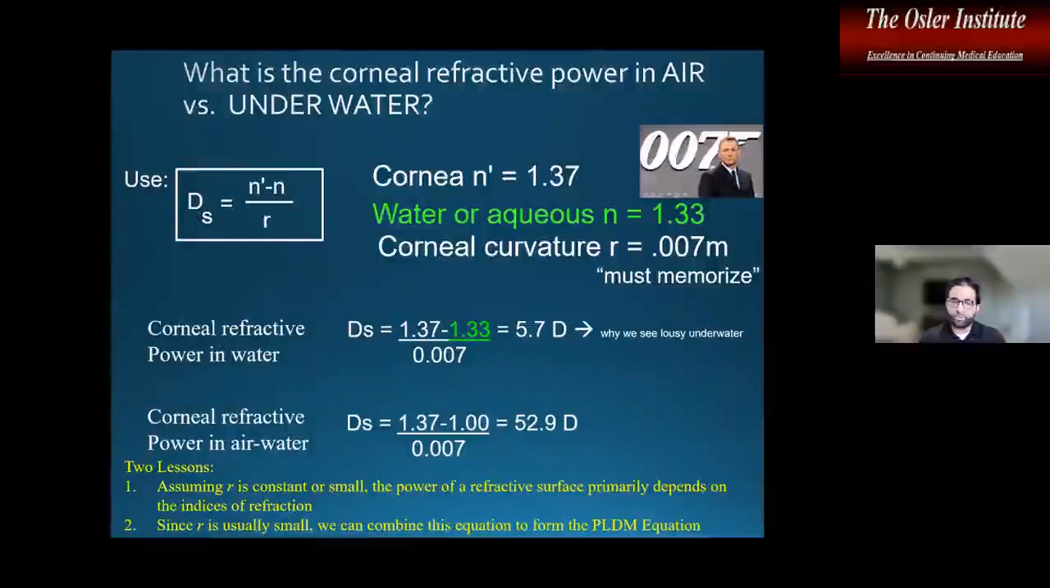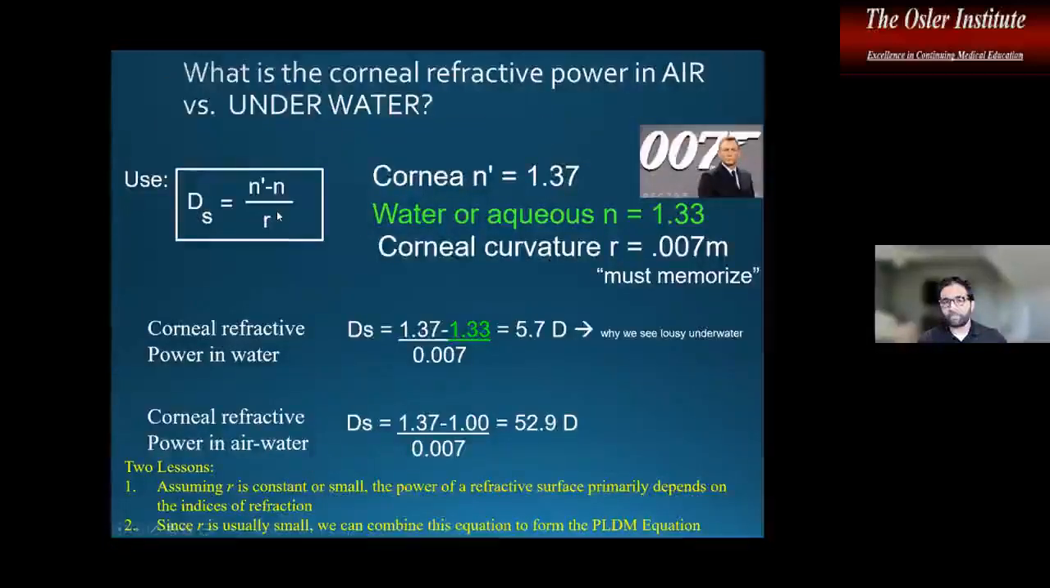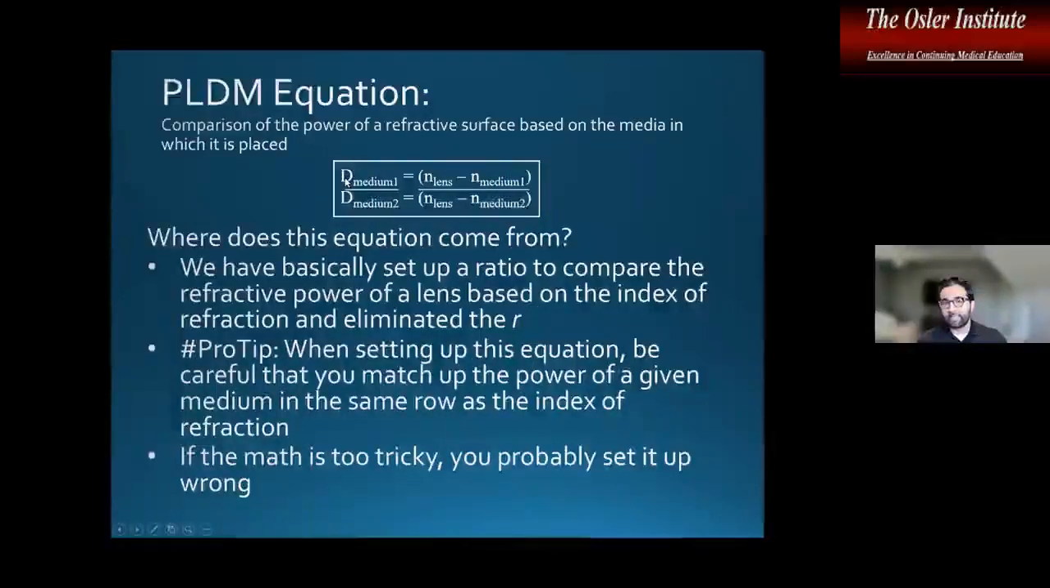and we can combine two of these equations to form the Plead-Me equation. So basically, we've combined two of these equations together. We've gotten rid of R because R is basically 0, and we're saying that if we know the power of the lens in one medium, we can figure out the power of the lens in a different medium. So this is really what we've done. We've set up a ratio to compare the refractive power of the lens based on the index of refraction and gotten rid of the radius of curvature.